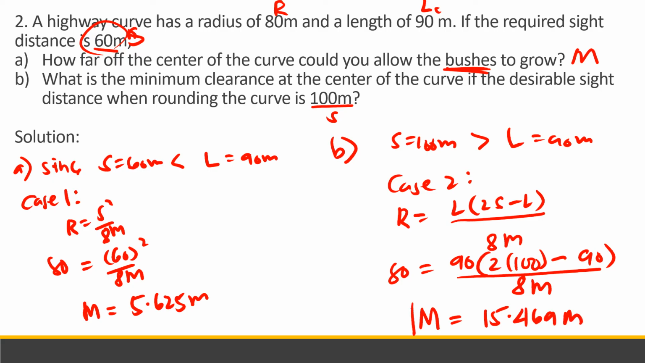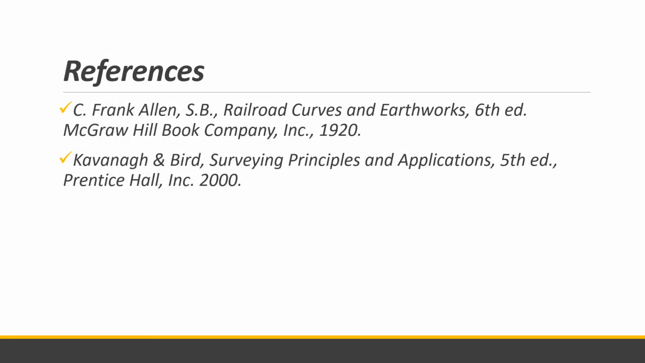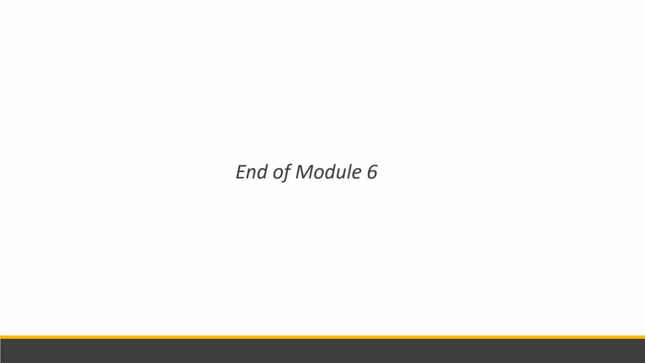So M is equal to 15.469 meters. So it is obvious na magiging malaki yung M since nag-increase yung sight distance natin. So the larger the required sight distance, the clearance from the center of the road to the side is also larger. So that is the horizontal sight distance. So that ends our module number 6, and I hope you understand the lecture, and thank you for listening.